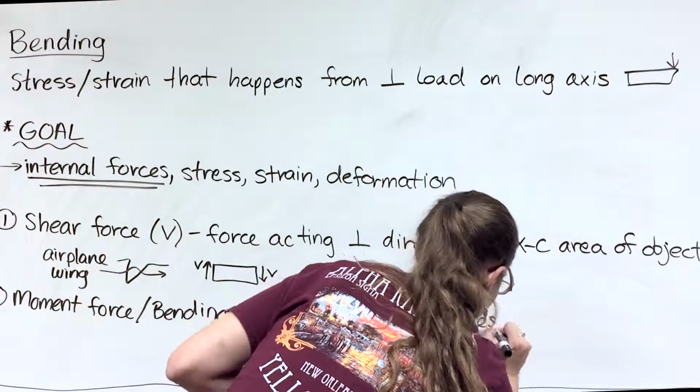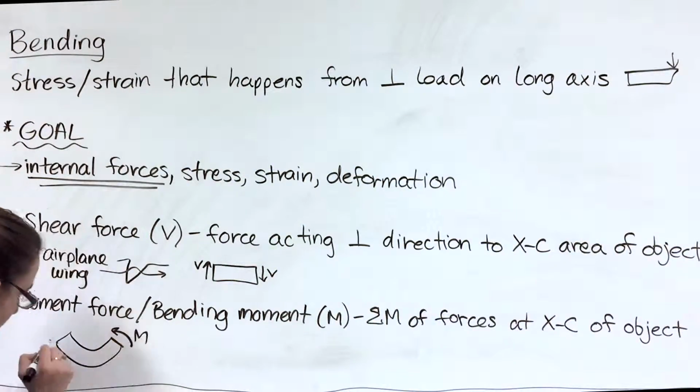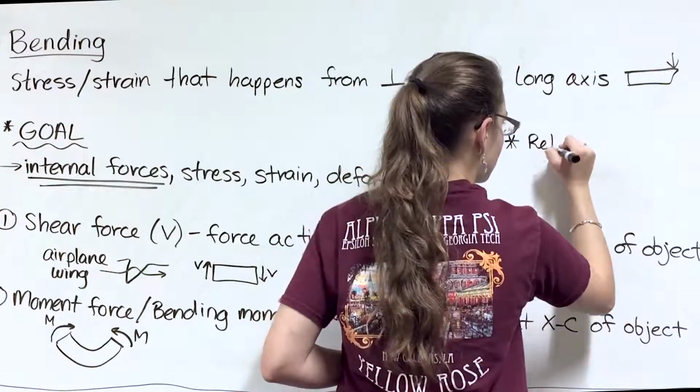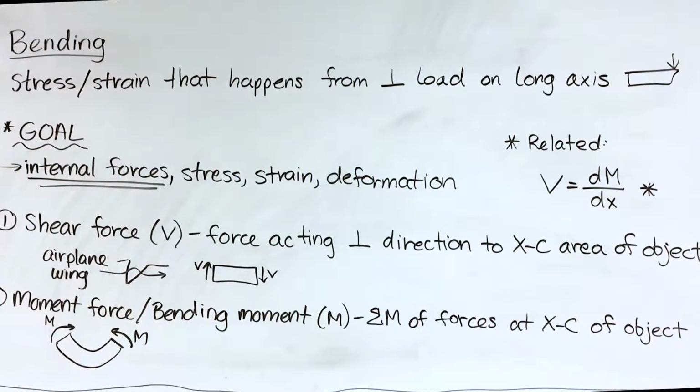We can relate these two as V being the derivative of the moment in terms of some position. This is a relationship we can use later when we do an example problem. But now we're going to talk about how to actually solve for these forces and create diagrams along the length of a beam.